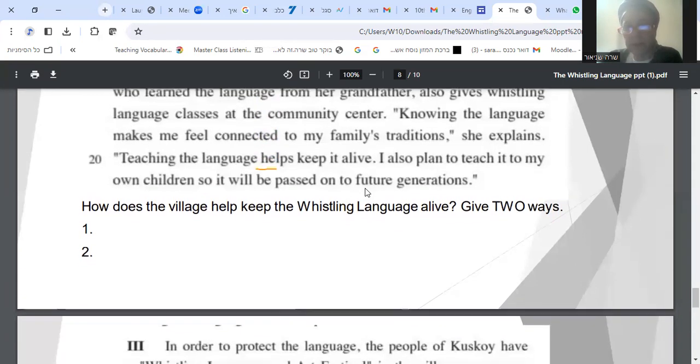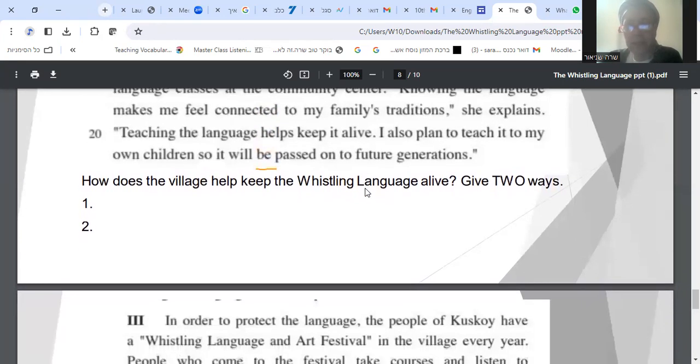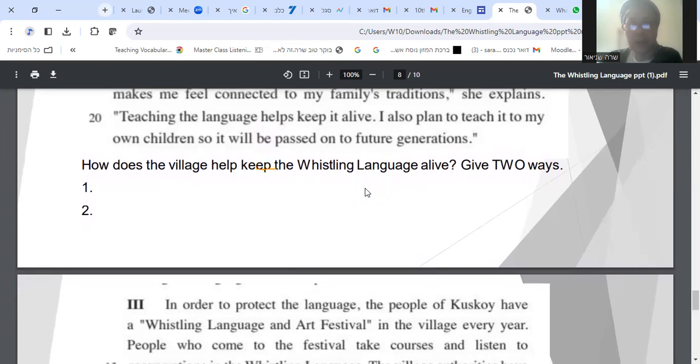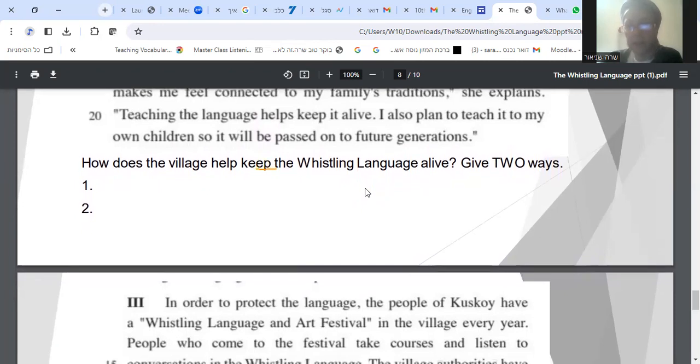היא מסבירה, she explains. Teaching the language helps keep it alive. והלימוד של השפה עוזר להחיות אותה, או לשמור עליה בחיים. I also plan to teach it to my own children. אני אלמד אותה, מתכננת ללמד אותה לילדיי האישיים. So it will be passed on to future generations, כדי שזה יועבר גם לדורות הבאים.